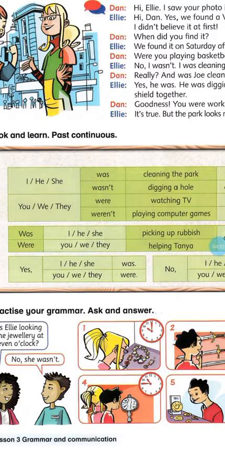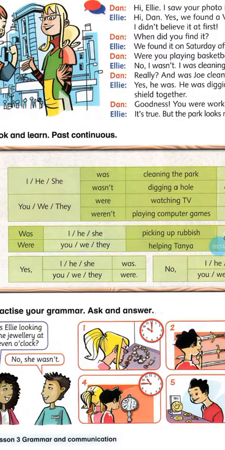Now, how do we answer the yes no question? As you hear a yes no question, the answer will be yes or no, then the subject, and then was or were. Again, yes or no, then the subject, then was or were, or wasn't or weren't.